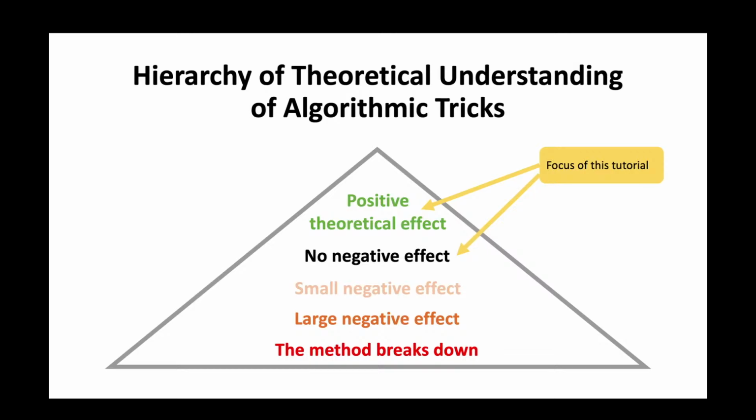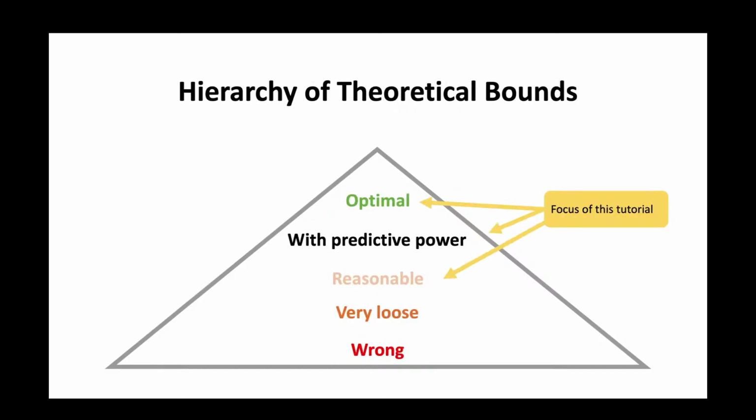So I want you to consider thinking about algorithmic tricks from this perspective. Ideally, and in this tutorial, I want to think of these tricks as something that should provably improve the algorithm. It should not be there just so that it's there. We want it to help. And when you look at theoretical bounds in the literature, there's this hierarchy of bounds. Of course, you don't want to be here.